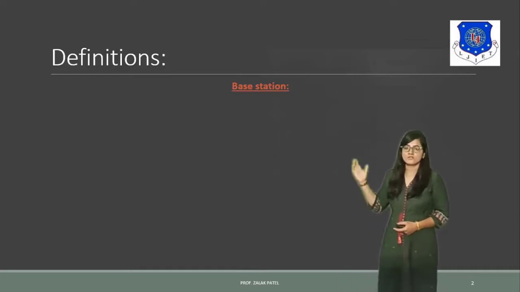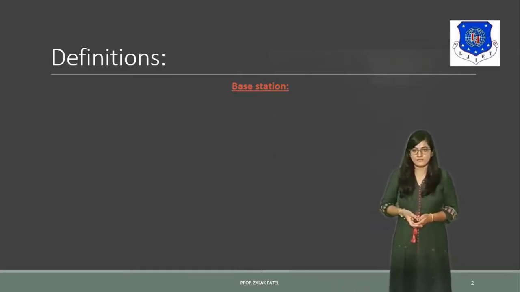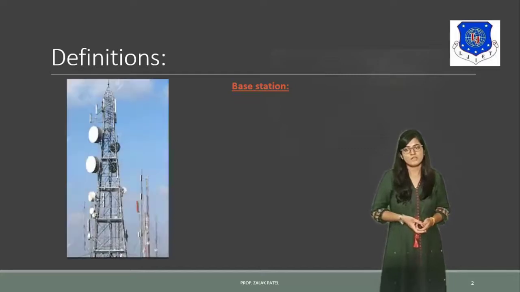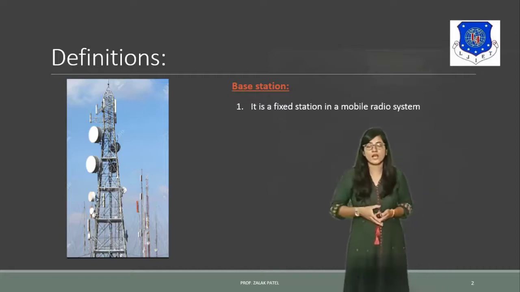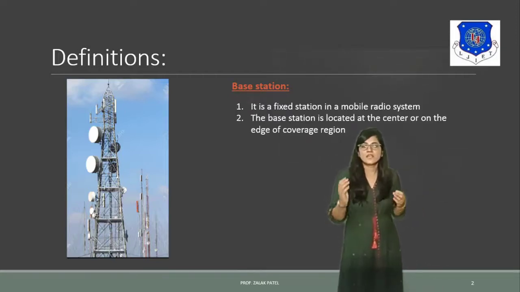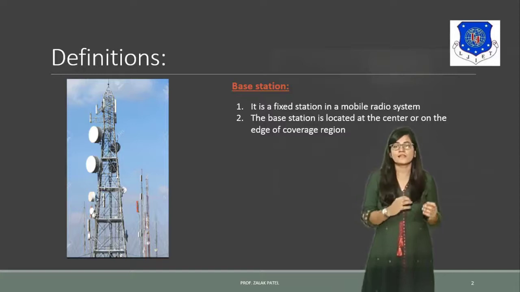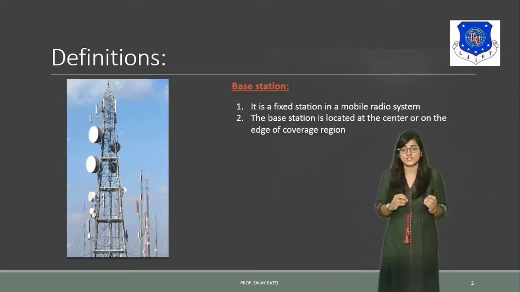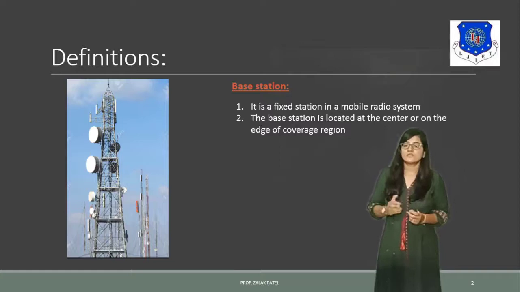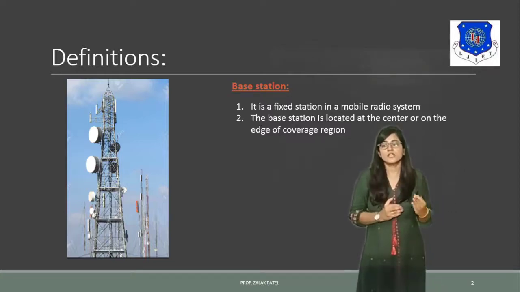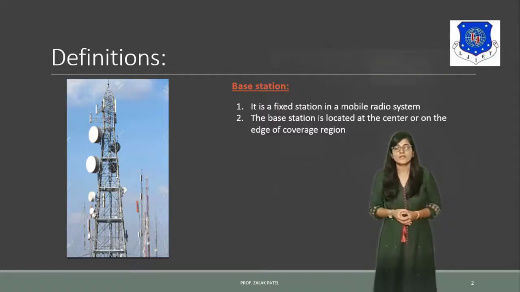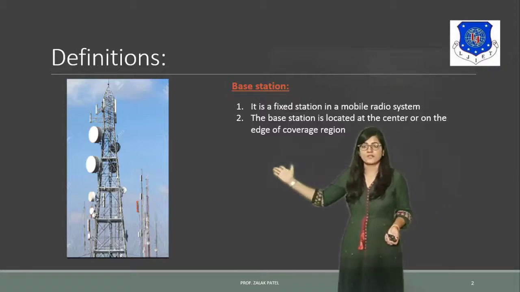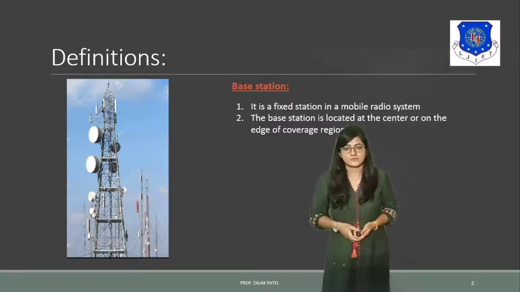First of all, let's talk about some definitions of wireless communication. The first one is the base station. A base station is like a fixed station in a mobile radio system, located at the center or the edge of a coverage region or coverage area. Basically, for the cellular concept, we have chosen the hexagon shape as a cellular region, so the base station will be placed at the center of that particular cell. It will look like this. This is one example of a base station.